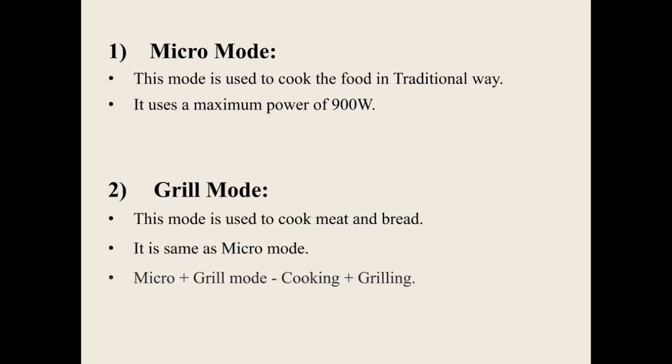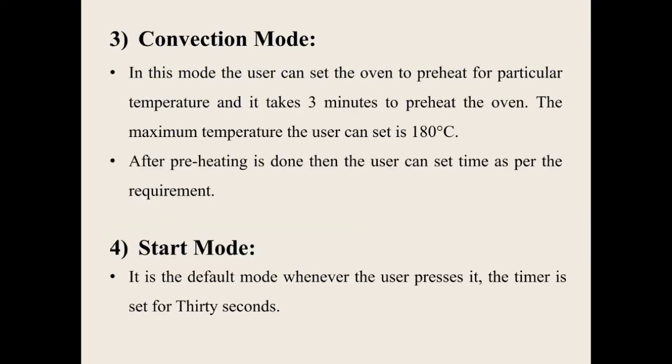First one, micro mode. This mode is used to cook the food in a traditional way. Second one, grill mode. This mode is the same as micro mode, but in this mode the food is cooked plus grilled. Third one, convection mode. In this mode the user can set the oven to preheat to a particular temperature. Fourth one, start mode. It is a default mode.